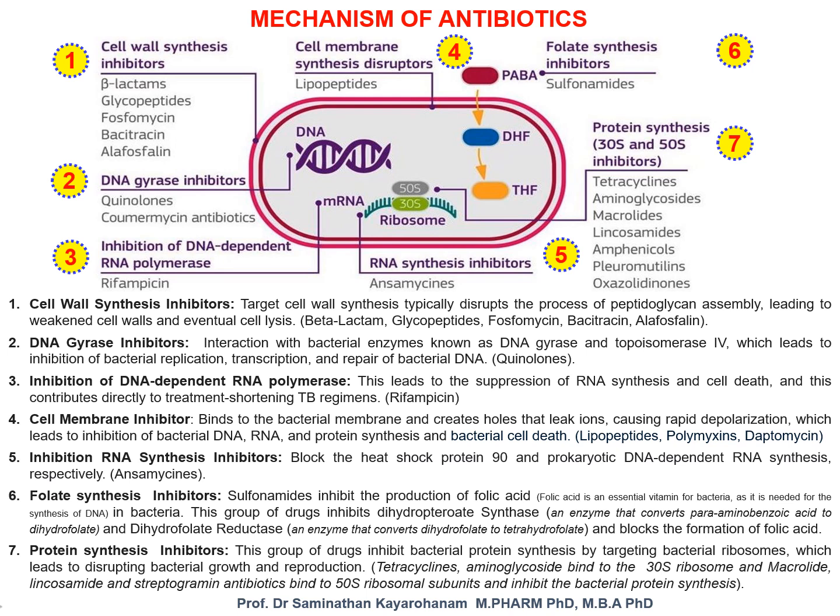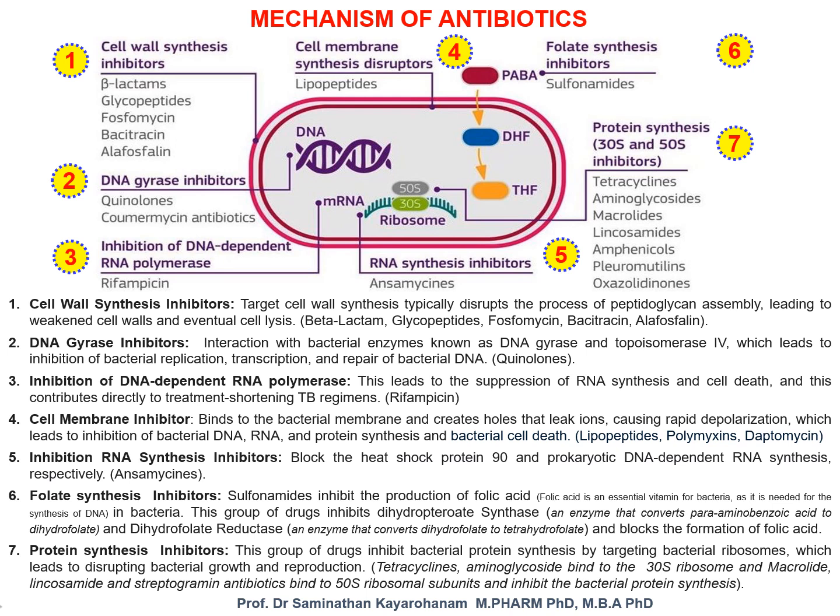Number 4. Cell membrane inhibitors. They bind to the bacterial membrane and create holes that leak ions, causing rapid depolarization, which leads to inhibition of bacterial DNA, RNA, and protein synthesis and bacterial cell death. Examples: lipopeptides, polymyxins, daptomycin.